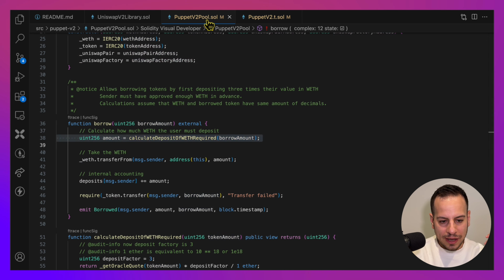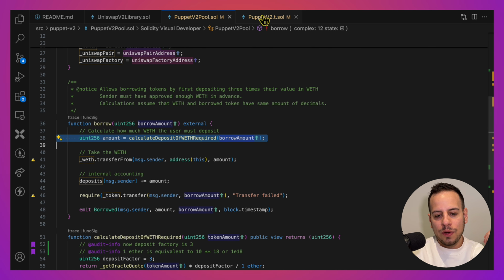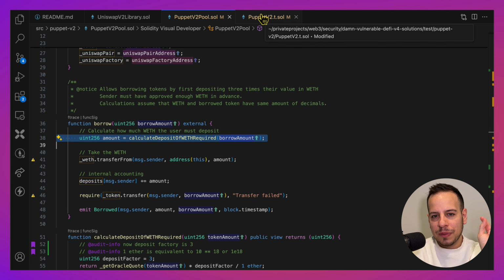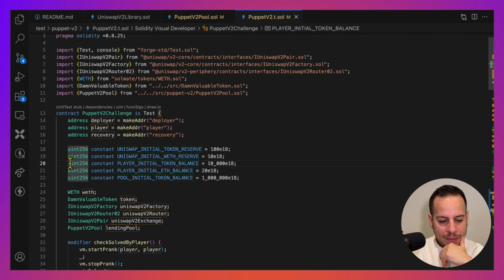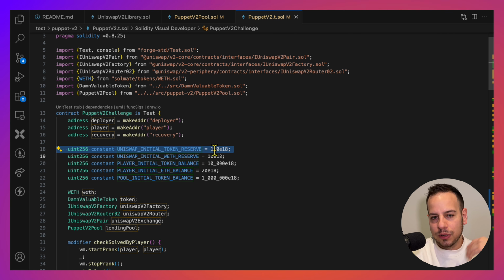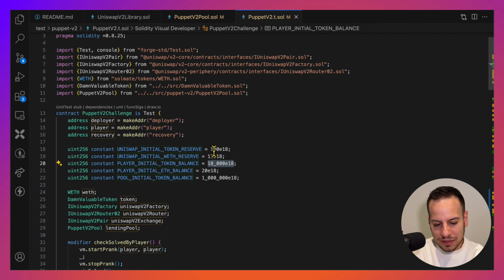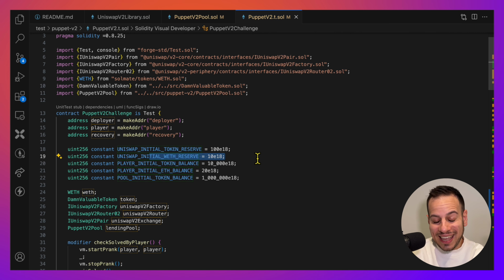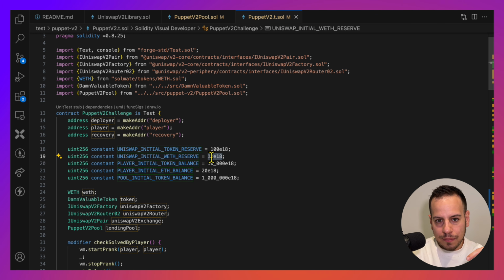So then as we come to the Puppet V2 pool, we are able to deposit a small amount of wrapped ETH to borrow all the DVT tokens. So you can imagine that this player's initial balance is being added to this balance when we do the swap. So it's going to be 10,100, and also we're going to get the ETH. So it's going to be maybe 0 point something ETH left in the pool.